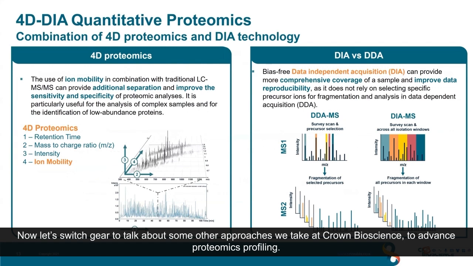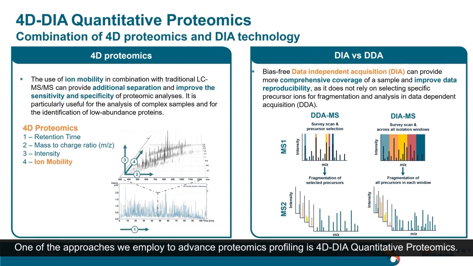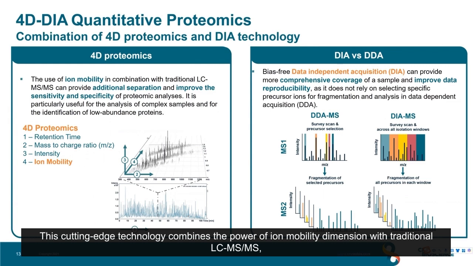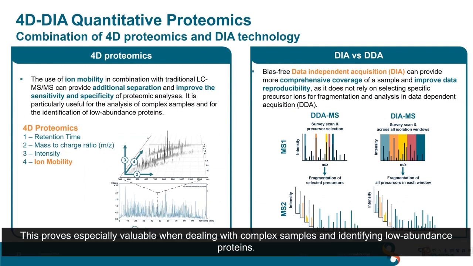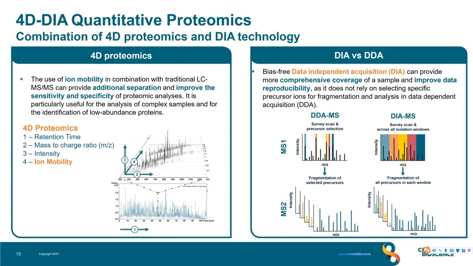Now let's switch gears to talk about some other approaches we take at Crown Bioscience to advance proteomics profiling. One of the approaches we employ to advance proteomics profiling is 4D-DIA quantitative proteomics. This cutting-edge technology combines the power of ion mobility dimension with traditional LC-MS, resulting in remarkable advantages for proteomics analysis. The integration of ion mobility dimension provides enhanced separation, which significantly boosts sensitivity and specificity in our analysis. This proves especially valuable when dealing with complex samples and identifying low abundance proteins.